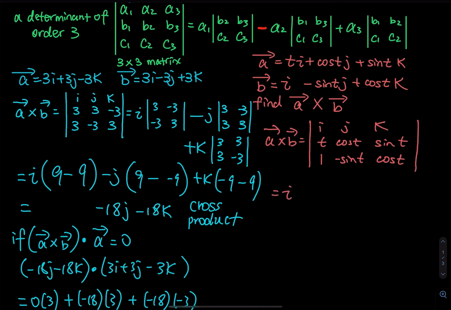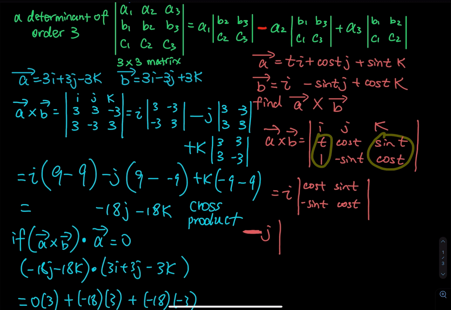So this is i, and then we write the 2 by 2. The 2 by 2 is where? It's right over here. All right, copy it over. You have cosine of t. When we go back and forth like this, I have to keep track of the highlighter and the pen. So cosine of t. Close that. And then this is always a minus for the j. For the j, we take t and 1, sine of t, cosine of t.